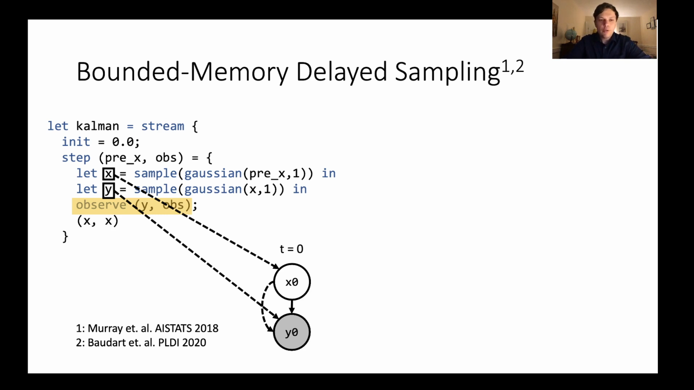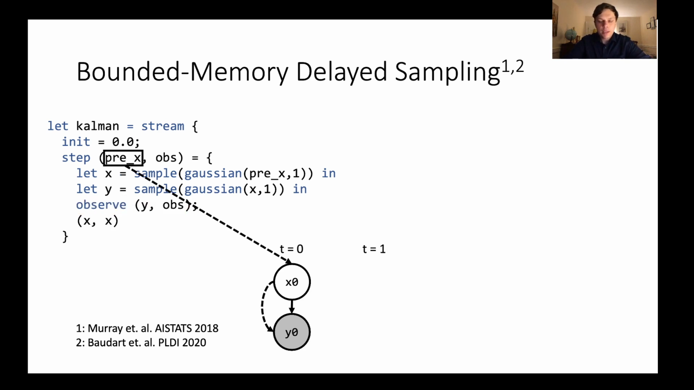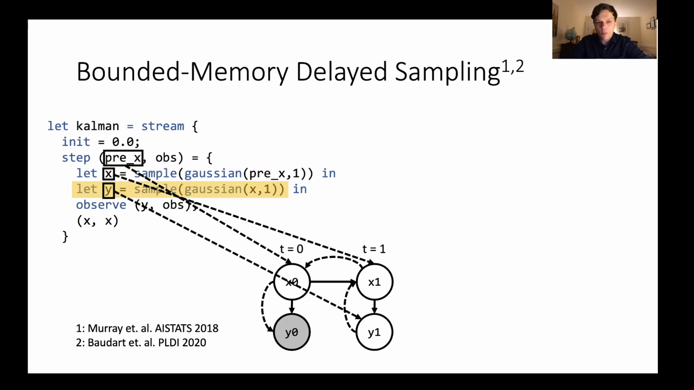All right, so at future time steps, this particular program specifies that the variable pre-x is the program state, and it always refers to the previous value of x. In delayed sampling, this means it refers to node x0, because that was the previously sampled value of x. At the next time step, we're going to execute the step function again. We're going to sample x again, sample y again, and observe y again. This is going to perform similar operations to what happened at the first time step.